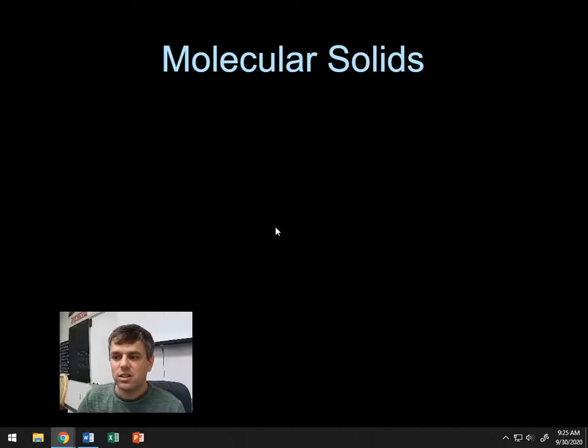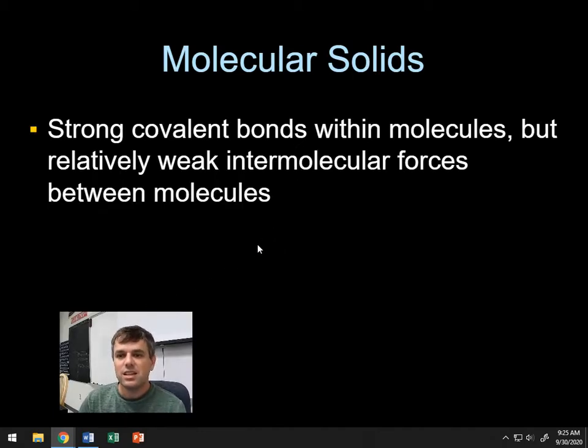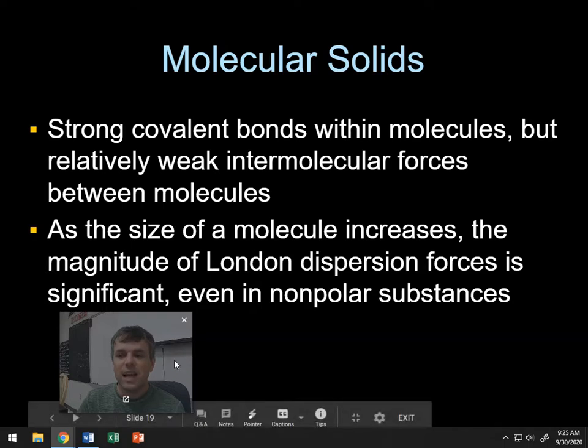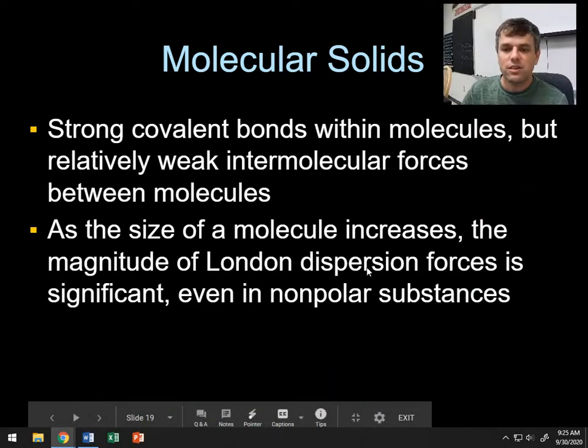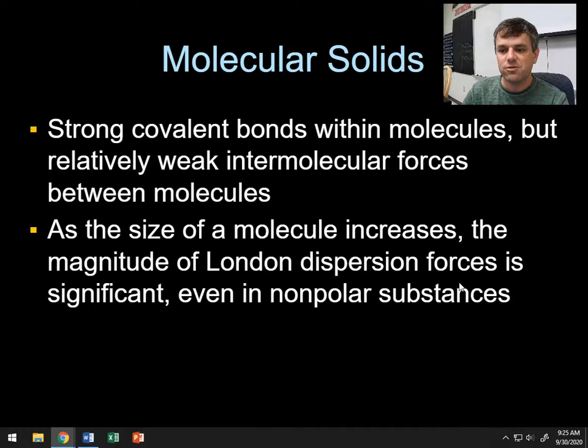Molecular solids are just solids made of molecules. They have very strong covalent bonds within the molecules, but very weak intermolecular forces, relatively speaking, between the molecules. And as the size of a molecule increases, the magnitude of London dispersion forces becomes significant even in nonpolar substances, which is what allows things like, for instance, candle wax to remain a solid at room temperature because it's being held together through dispersion forces, even though it's nonpolar.